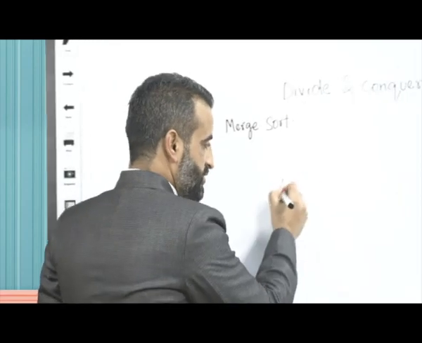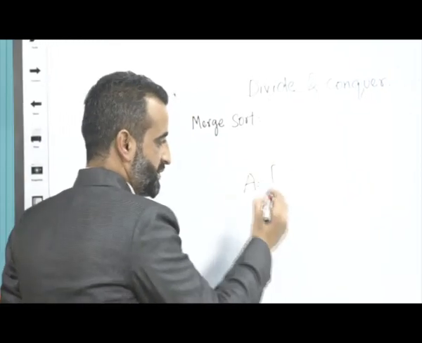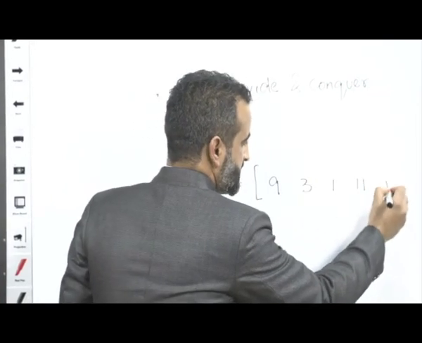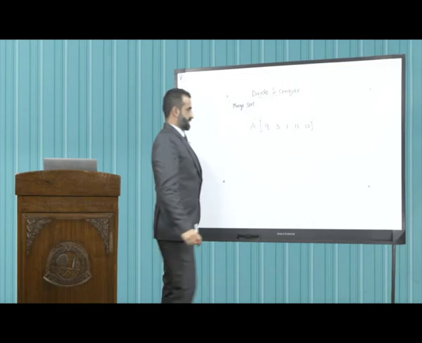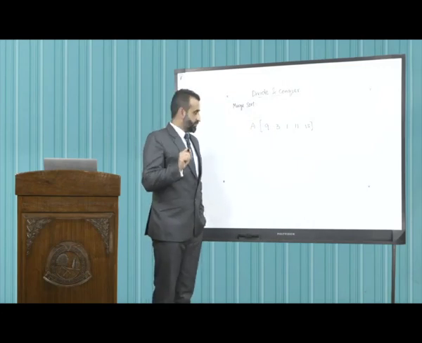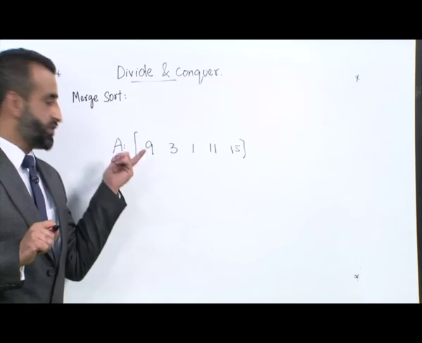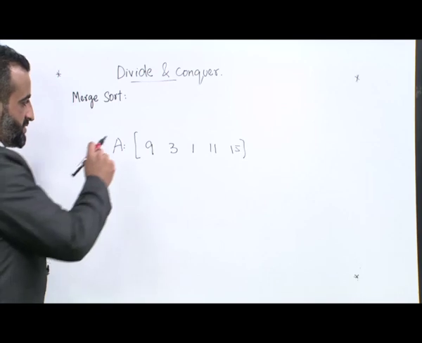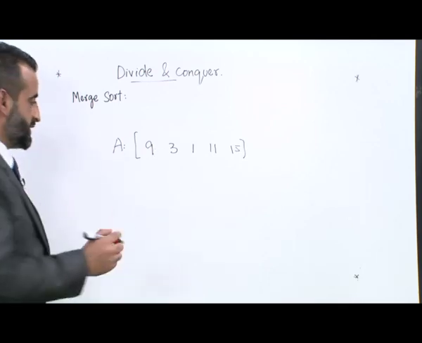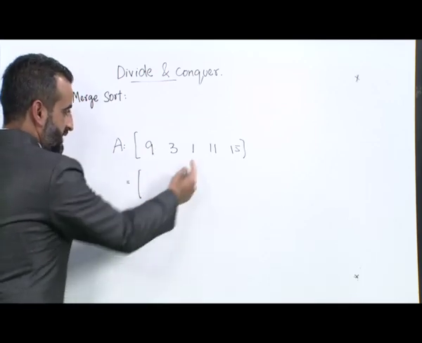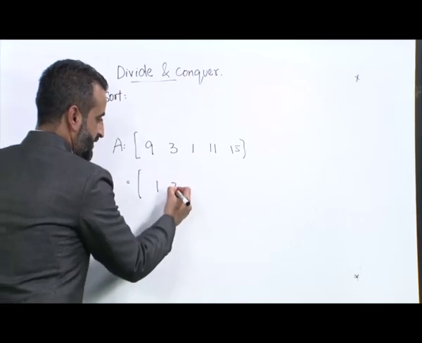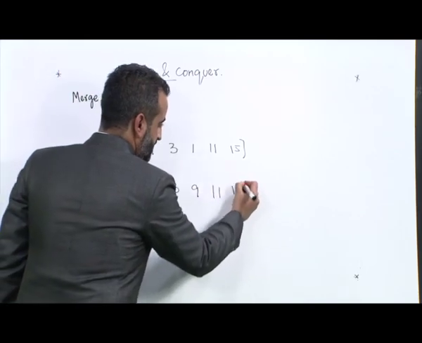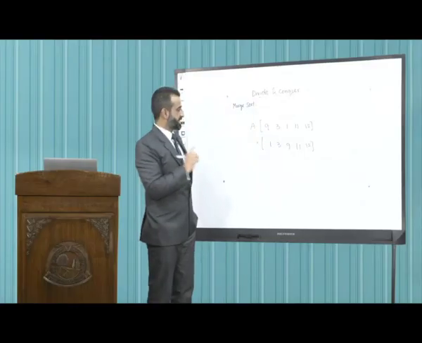Assume we are given a list of numbers. Let's assume we have 5 numbers. We have a 9, a 3, a 1, an 11, and a 15. In a sorting problem, our objective is to sort or order these elements in an increasing or a decreasing fashion. If I sort them in an increasing fashion, the result will be that 1 takes the first position, followed by 3, followed by 9, followed by 11, and followed by 15. So this is a typical sorting problem.